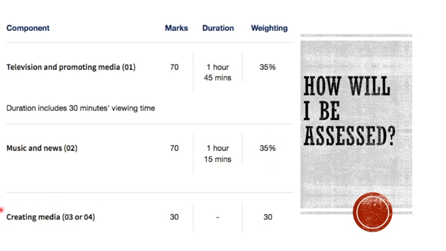And last but not least is your NEA, Creating Media. And your coursework is worth 30 marks and is worth 30% of your whole GCSE. And that's how you will be assessed.